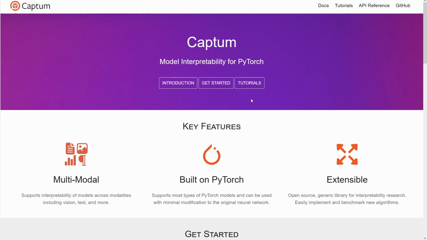And I hope that you can use this resource, Captum Model Interpretability by PyTorch from Facebook, to increase the performance of your AI models and maybe switch to explainable AI systems.